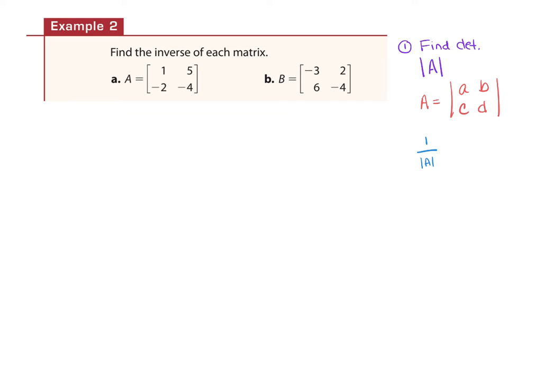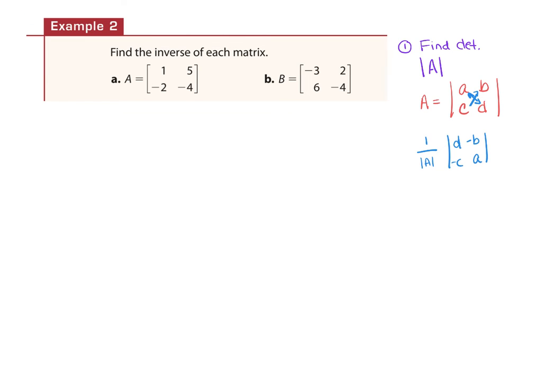So 1 over the determinant, and then you are going to multiply this guy, but not in the same order. All right, we are actually reversing some things. What happens is the first diagonal switches places. We flip the A and the D. We switch those places. All right. The second diagonal, they stay there, but we negate them. So this second diagonal, we leave where it is, but we negate those.